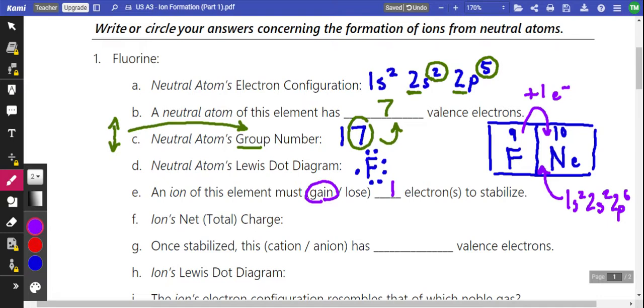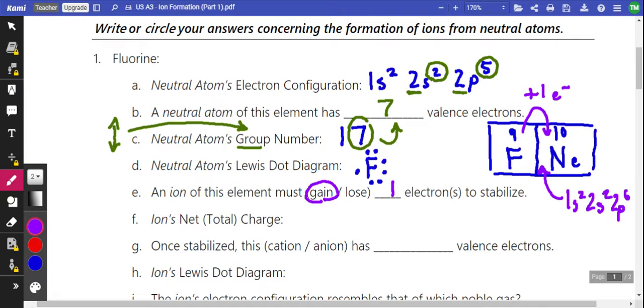Now, does fluorine change into neon? No, we know from nuclear chemistry that that would require a change in protons. We're not changing protons, we're just changing electrons. So fluorine is still fluorine, but it has now gained an extra electron, which means its charge is changing and it's no longer neutral. So what we've made is an ion.